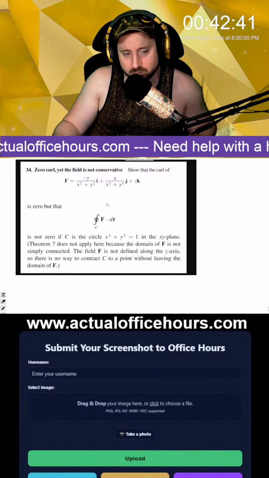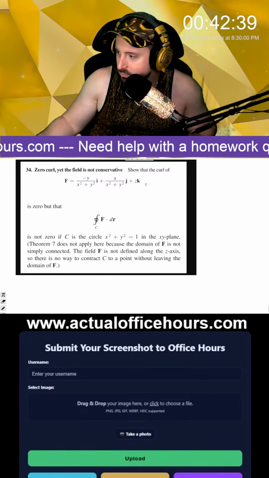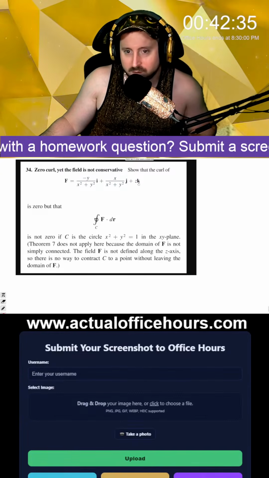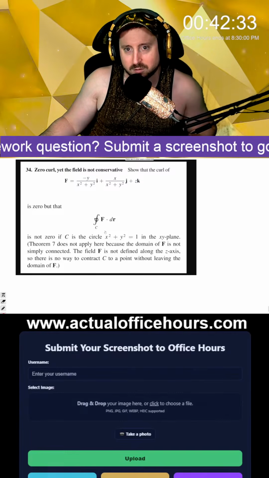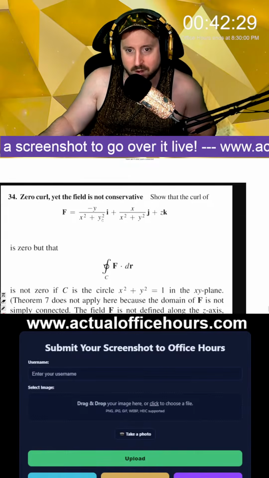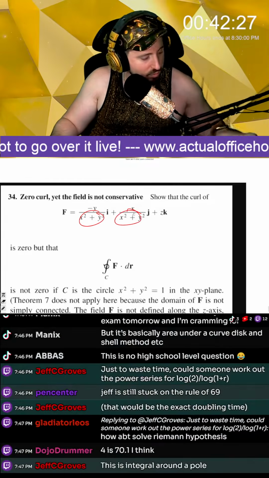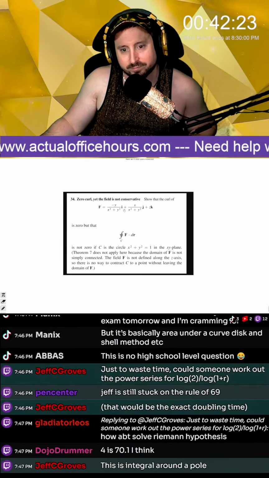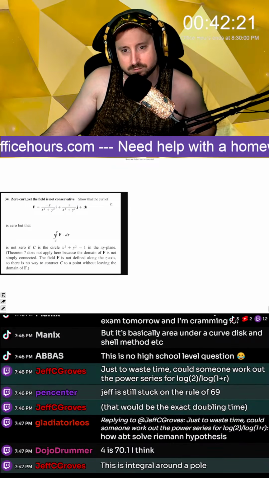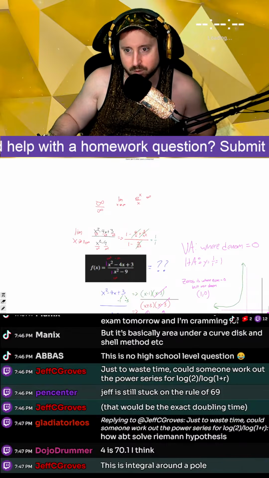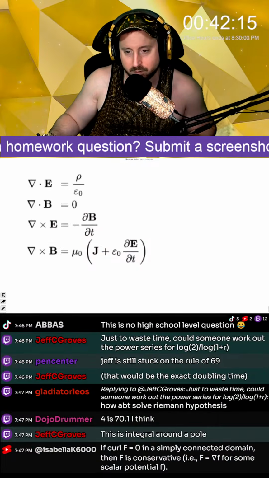Part 4 is 70.1. Wait, what? What is 4? This is the integral around a pole. Yeah. Right, because when x and y are equal to 0, these are issues, right? I mean, I could show the curl of this is 0 pretty quickly, right? We already did that. We did curl stuff. Where was that? Here?